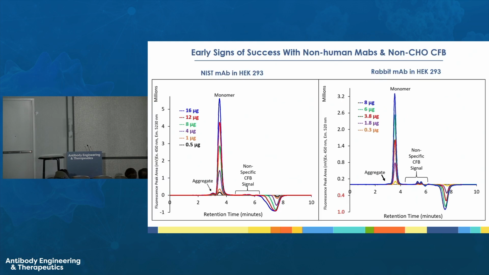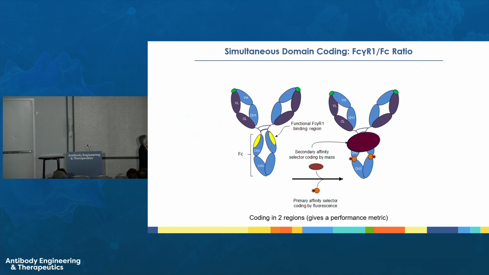Okay, early signs: it works in HEK293, like I said. For rabbit mAbs also, it works. It recognizes rabbit IgG-Fc. So we said, okay, it works fine for titer and aggregate.